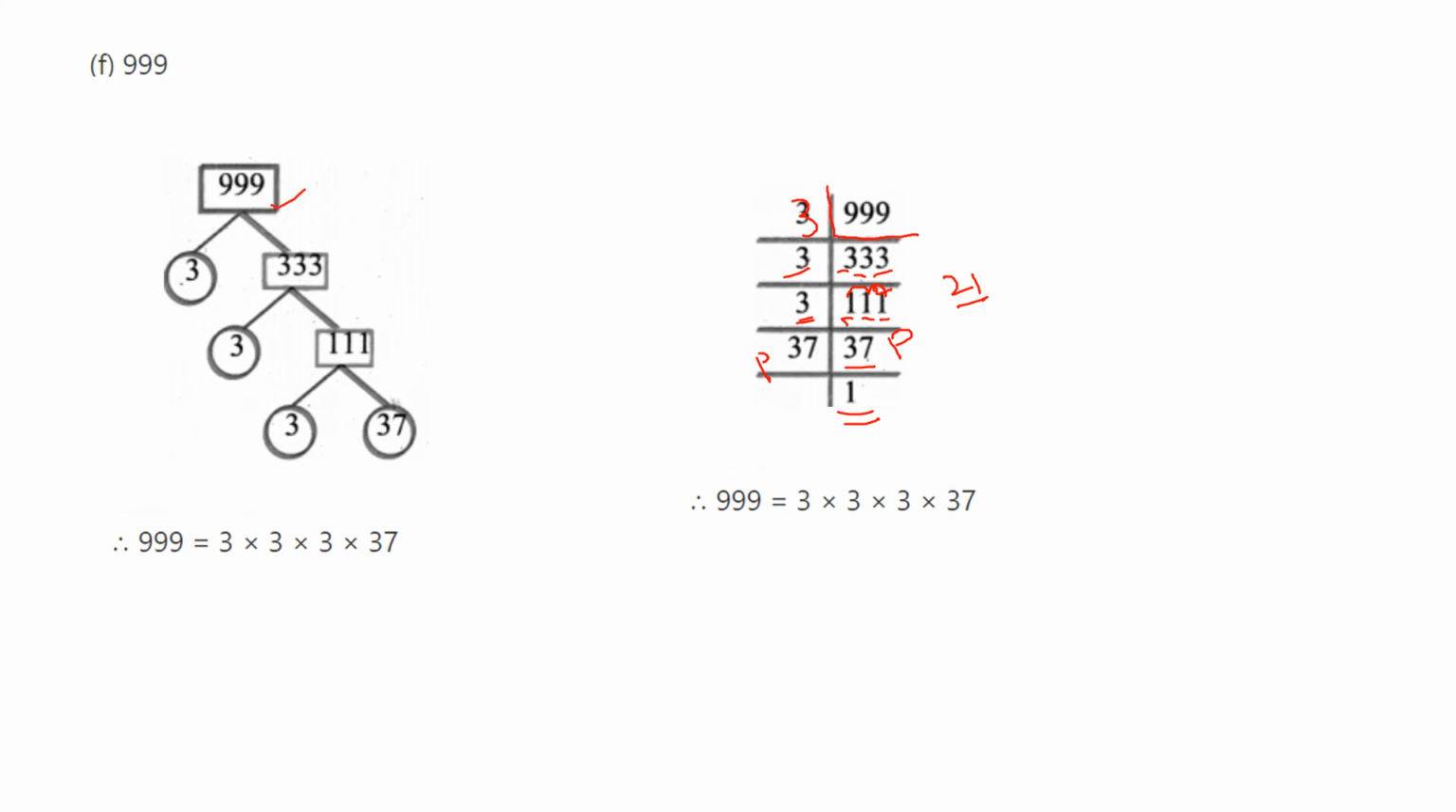999 means 3 into 333, 3 into 111 and 3 into 37. So factors are 3 into 3 into 3 into 37.